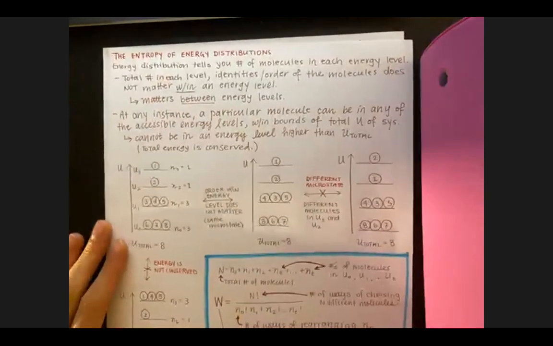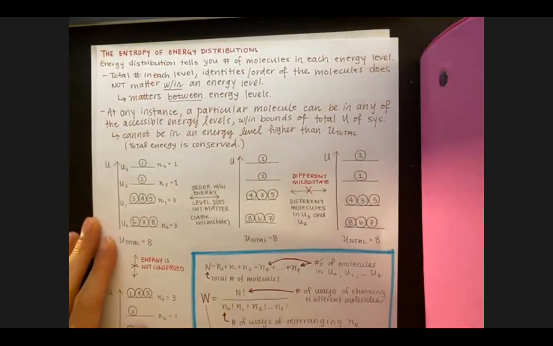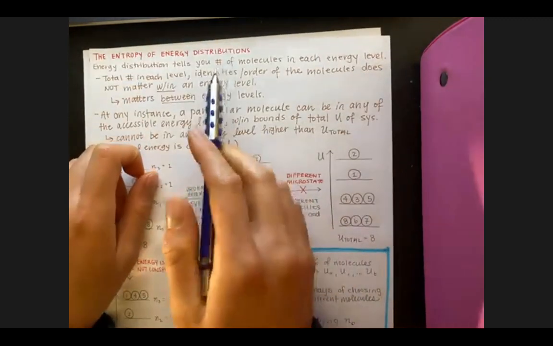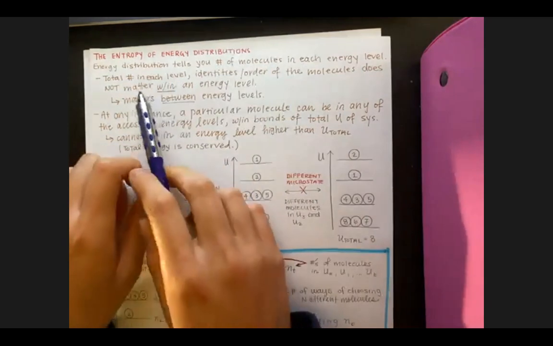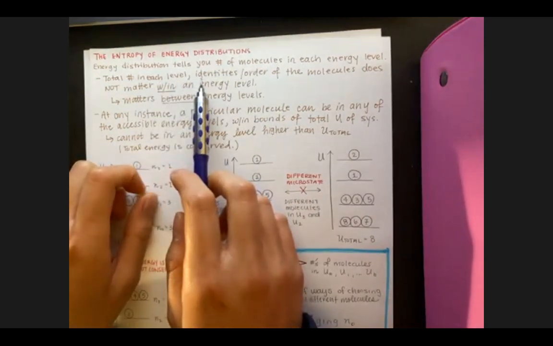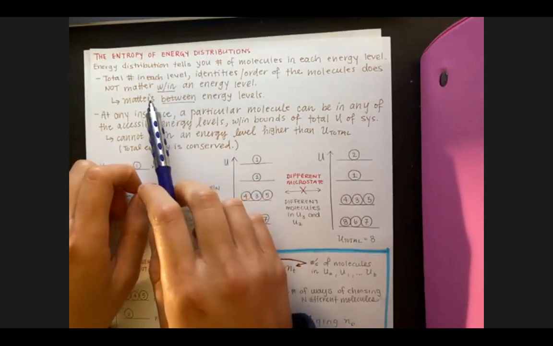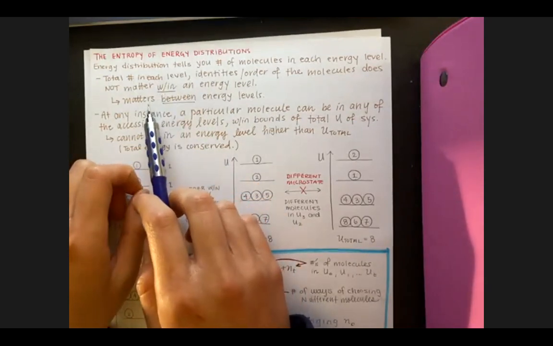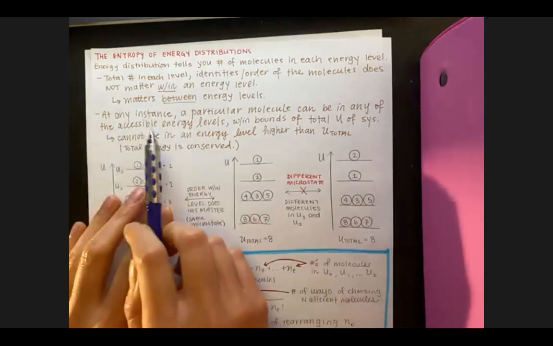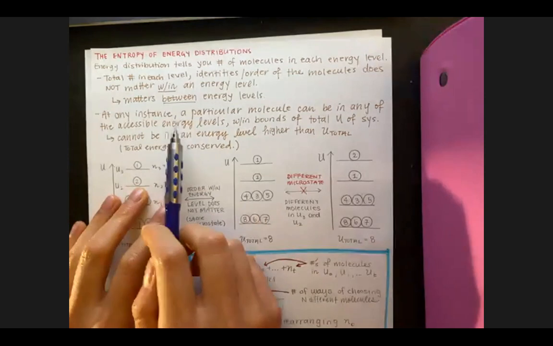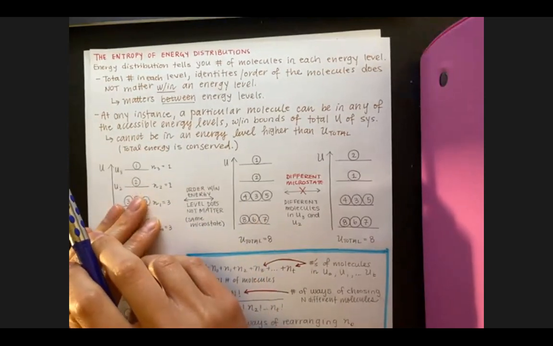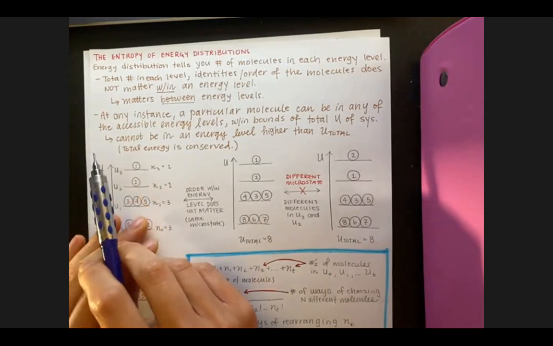So I'm going to be going over the entropy of energy distributions. Energy distributions tells you the number of molecules in each energy level. So it tells you the total number in each level, and the identities or the order of the molecules don't matter within the energy level, but they do matter between the energy levels. At any instance, a particular molecule can be in any of the accessible energy levels within the bounds of the total energy of the system.